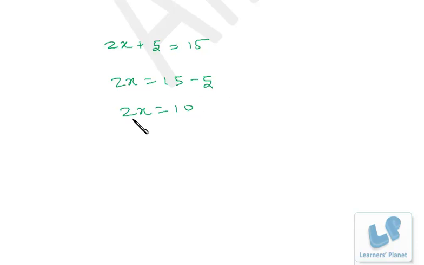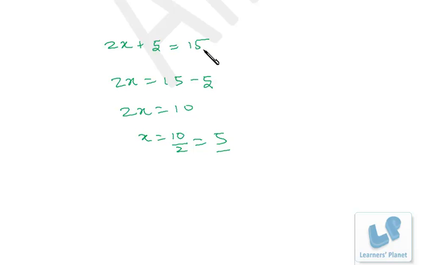2 is multiplied over here, so in the denominator this side. So 10 by 2, that is 5, right? Now put x as 5 over here and see whether the equation is balanced or not. 5 into 2, 10 plus 5, 15, right? So both the sides we are getting 15. That means the equation is balanced, right?